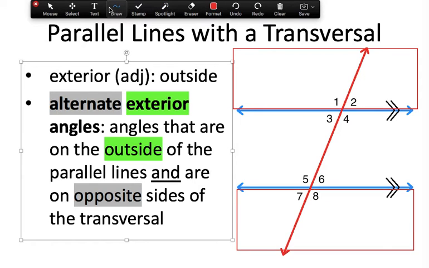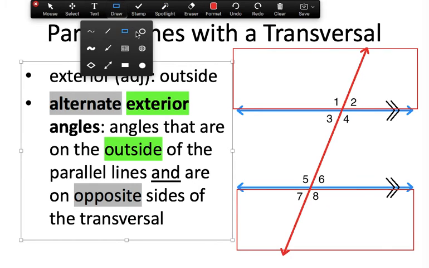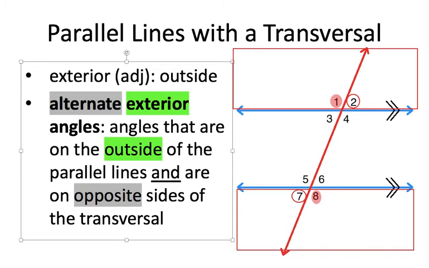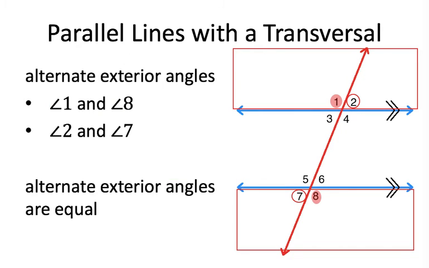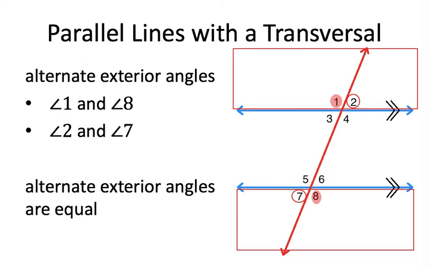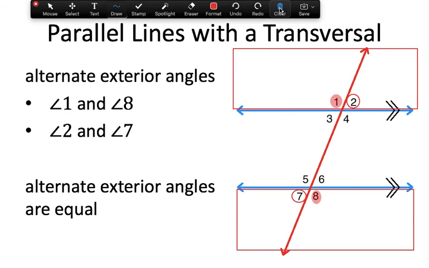So in this particular case, angle number 1 is on the opposite side of the transversal compared to angle number 8. And angle 2 is on the opposite side of angle 7. Opposite side of the transversal. So that means that angle number 1 and angle number 8 is a pair of alternate exterior angles, and those are equal to each other. And angle 2 and angle 7 are alternate exterior angles, and they're equal to each other. So angle 2 equals angle number 7.